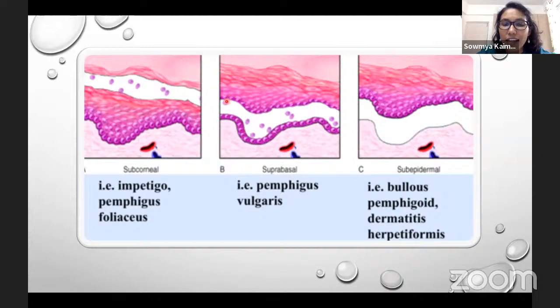In pemphigus vulgaris, because of acantholysis, you have a suprabasal cleft. So this basically depends on which desmoglein is targeted by the antibody. We'll come to the types of desmogleins later. And here you can see that the entire thickness of the epidermis, including all the layers from stratum corneum to stratum basale, are all lifted off from the dermis by the formation of a subepidermal cleft. And this is what happens in the entire group of subepidermal blistering diseases, of which bullous pemphigoid is the most important.